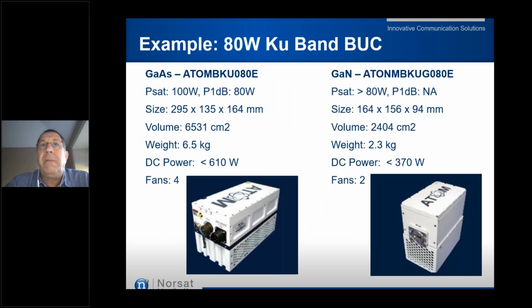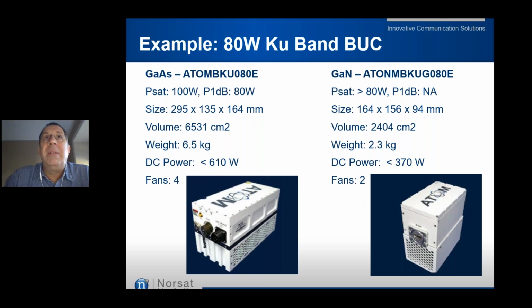So as an example of two similarly rated BUCs, we'll look at two Norsat 80 watt BUCs. On the left we have the 80 watt GaAs, and on the right, an 80 watt GaN. To be clear, they are slightly different in terms of output power. The GaAs is rated at P1dB, so 80 watt P1dB, and its saturation is about 100 watts. It's about 1 dB higher. The GaN device, on the other hand, is rated PSAT at 80 watts, and P1dB is not really relevant in this case because it is backed off quite a bit.